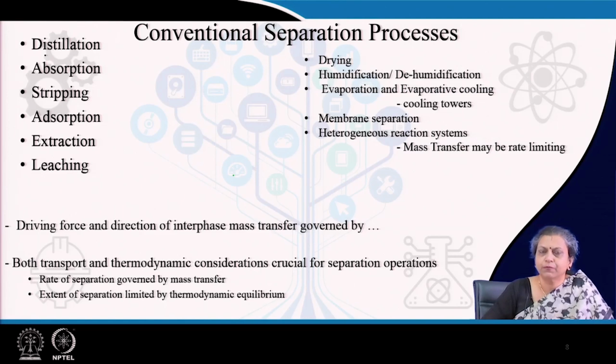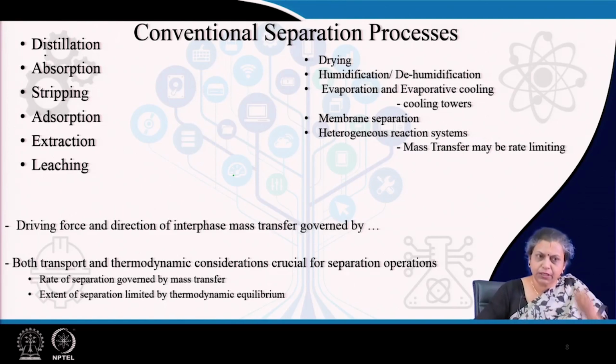For example, suppose evaporation. What happens? There is some amount of liquid which volatilizes into the air on the vapor phase. But in this case, it is important to remember that the rate of mass transfer which occurs in this particular case, that is not governed by the equilibrium considerations. What are the equilibrium considerations?